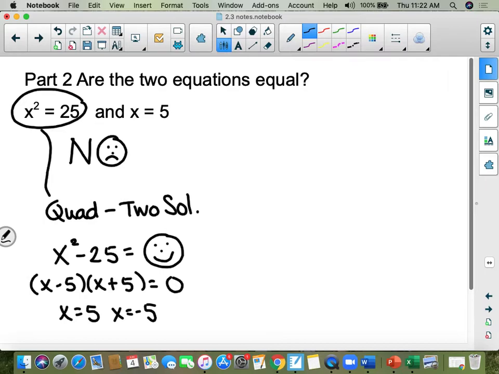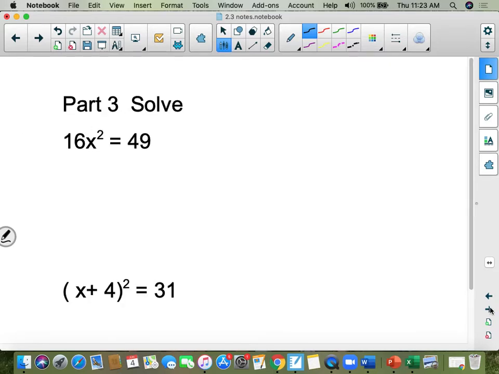This one is degree 1. That's a linear equation. They only have a degree 1. So this one is only x equals 5. So no, they're not the same. Are the two equations equal? They are not the same. Okay, we are done factoring.